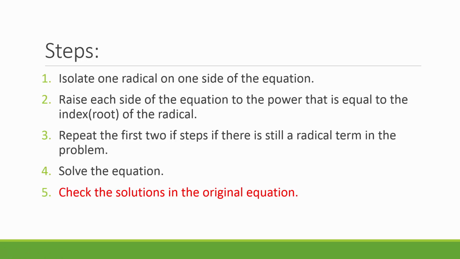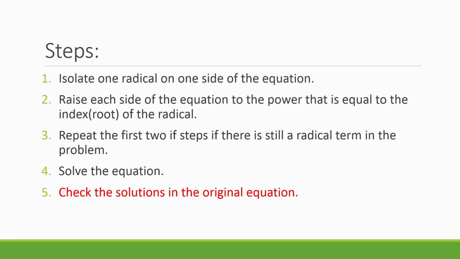All right, the steps in solving radical equations is to first isolate one radical on one side of the equation. Now, every now and then, you will have two radicals, so you want to have one radical on one side of the equation and the other radical on the other side of the equation if you have that situation.